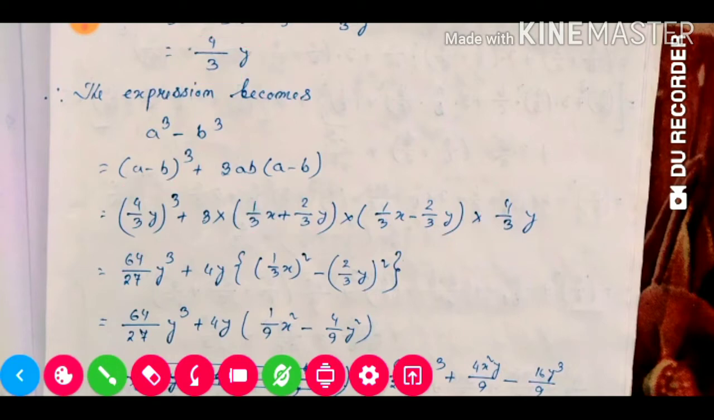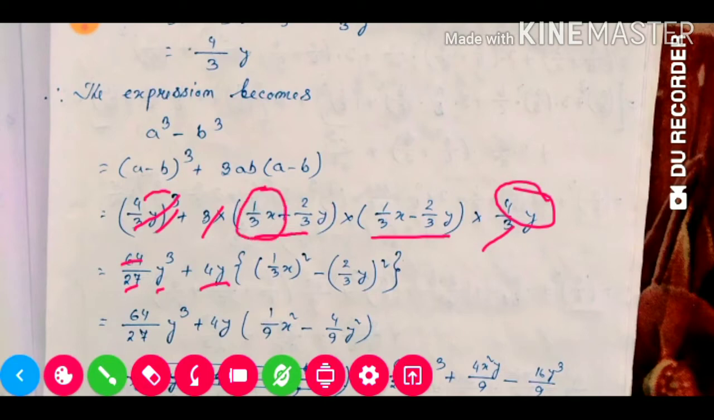Now next line you will see 4 divided by 3 y whole cube. So 4 cube is equal to 64 and 3 cube is equal to 27 and y cube is equal to y cube only. Now see, this 3 and this 3 will be cancelled. So what will remain here? Only 4y. And this one is A plus B into A minus B. So A plus B into A minus B is A square minus B square.